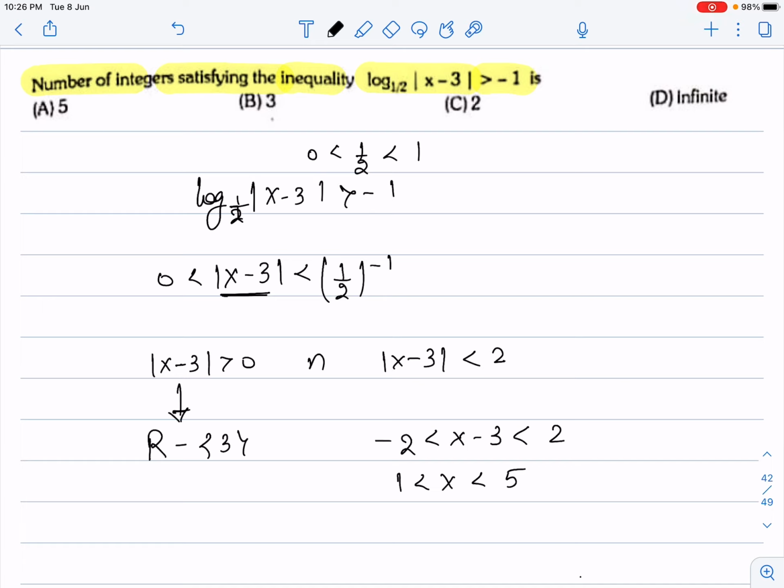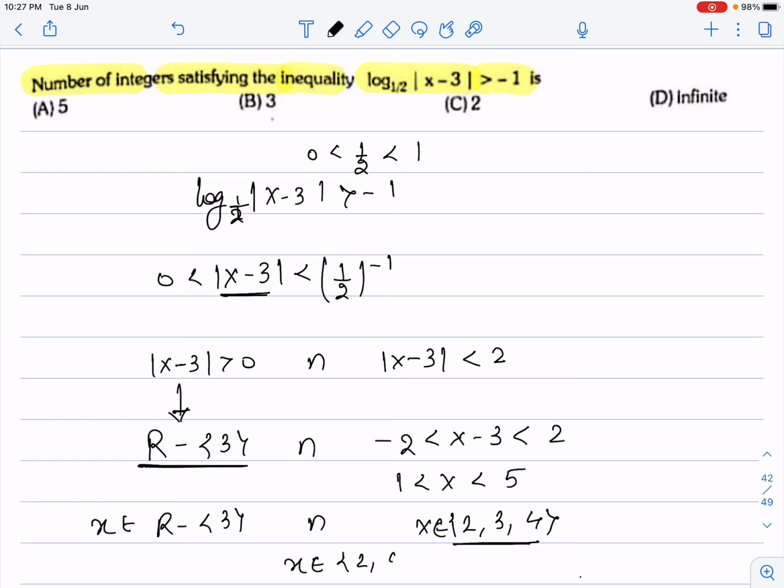Now what all values of x are achieved? 2, 3, 4 are the integral values of x. But at the same time, they told us all real numbers minus 3. So taking the intersection of these two things, R minus 3 and the set 2, 3, 4, x will belong to only the set 2, 4. So how many values of x have been achieved? 2 values of x have been achieved.